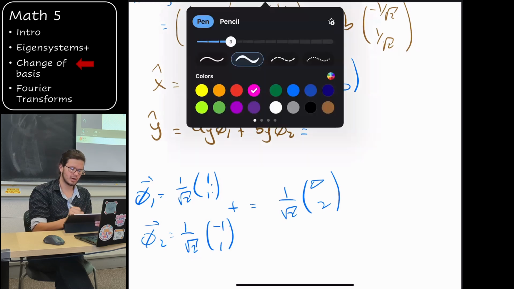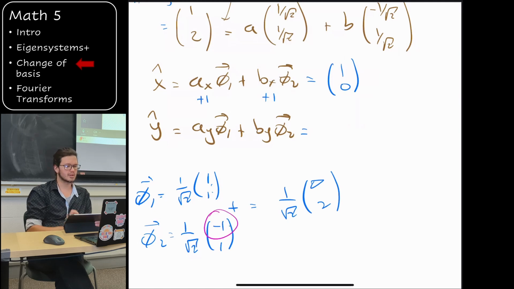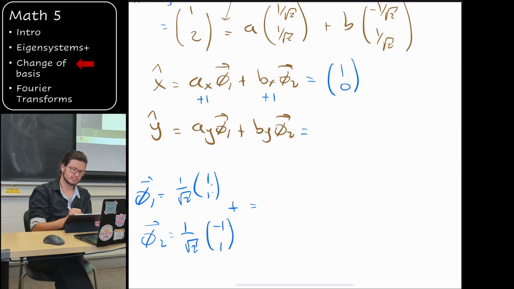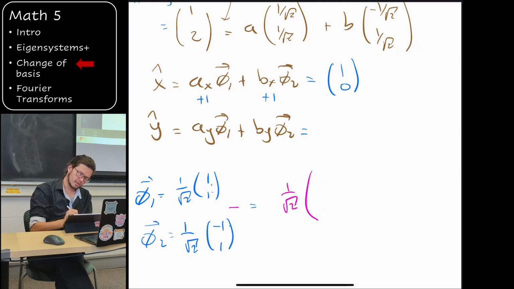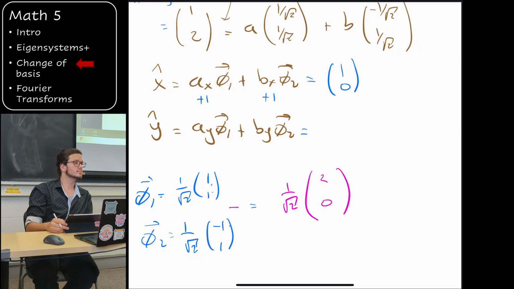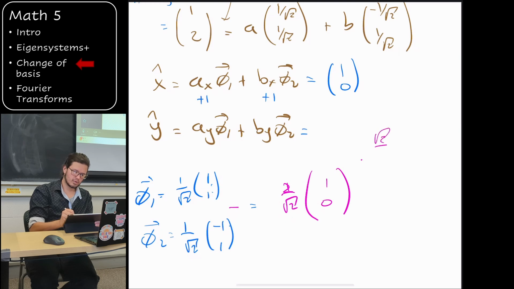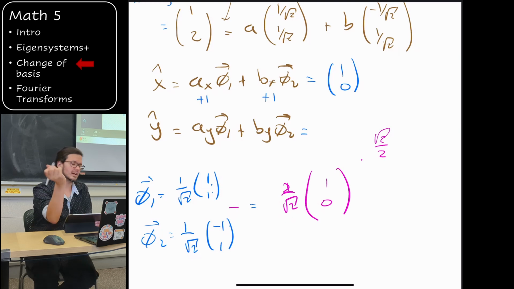I need to convince this one to not interfere with this one, but rather to help each other. What do I do? Negative. So if I put a negative, I get 1 over square root of 2, 2, 0. But I wanted to get 1, 0. So if I put these two outside, and if I were to multiply this whole thing by square root of 2 over 2, then I'm done, because it will cancel that square root of 2 over 2. So that is how you guess it.